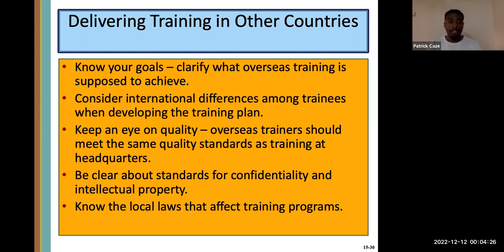Keep an eye on quality. Overseas trainers should meet the same quality standards as training at headquarters. So you want to make sure that the training is on par with what you would give in the States or in your domestic setting. You want to make sure that they're getting the same thing overseas. It's just going to be switched a little bit to be more related to the country that you're in. Be clear about standards for confidentiality and intellectual property. Know local laws that affect training programs.